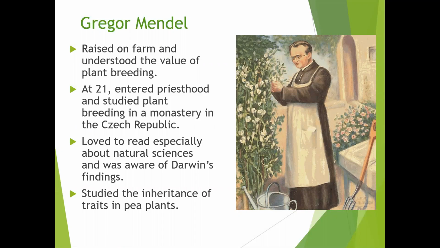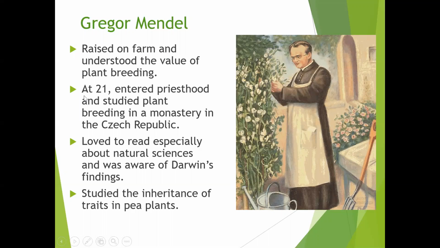He was raised on a farm and understood the value of plant breeding. Really what Gregor Mendel did is he took the best plants and bred those together. Okay, so selective breeding. He was choosing, let's say, the tallest plant with another tallest plant, and he would cross-fertilize them. Or he might actually take a tall plant and self-fertilize, or fertilize itself. And so he had an understanding of that in the selective breeding process.